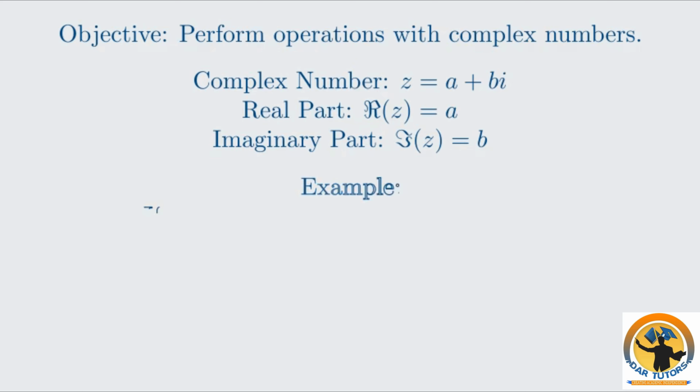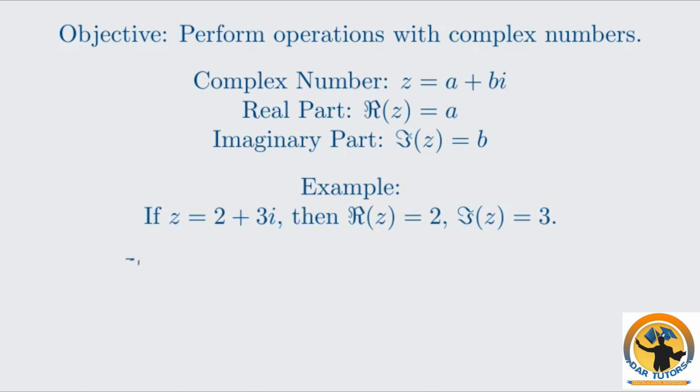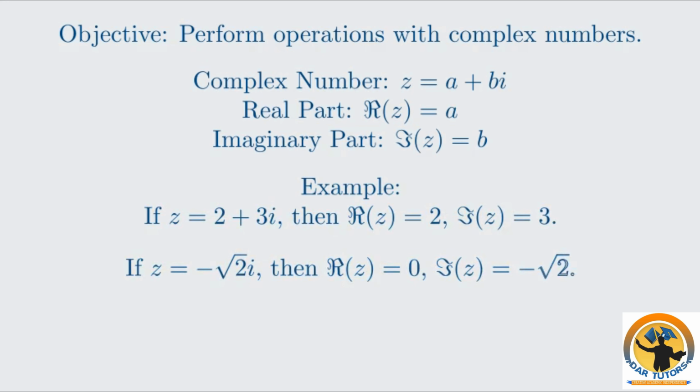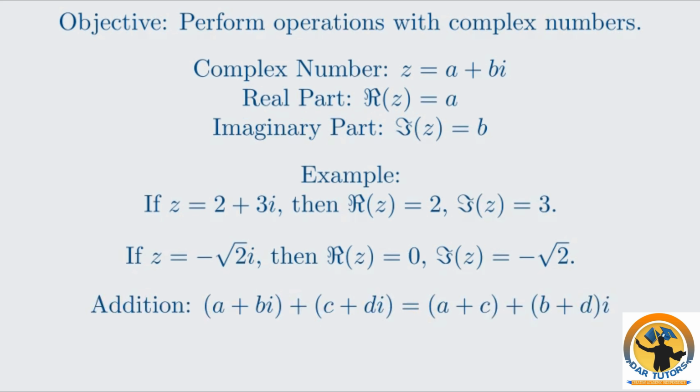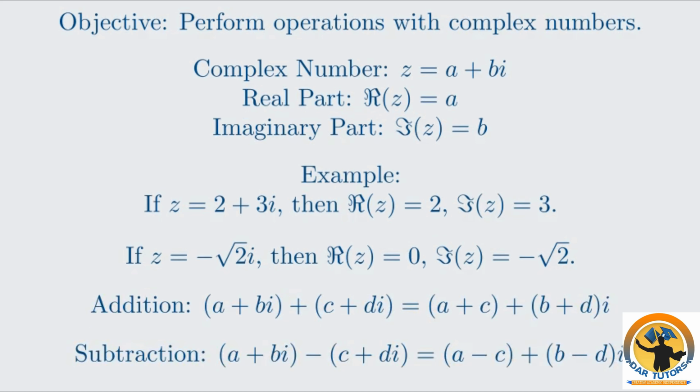For example, if z equals 2 plus 3i, its real part is 2 and its imaginary part is 3. If z equals negative i times the square root of 2, its real part is 0 and its imaginary part is negative square root of 2. This is a purely imaginary number. Operations with complex numbers are very similar to operations with radicals, with the key difference being that i squared equals negative 1.